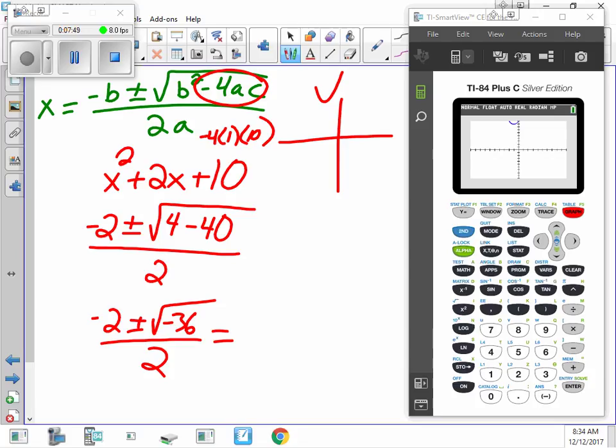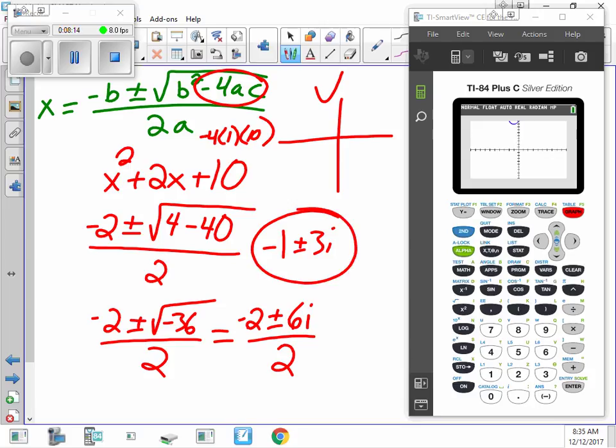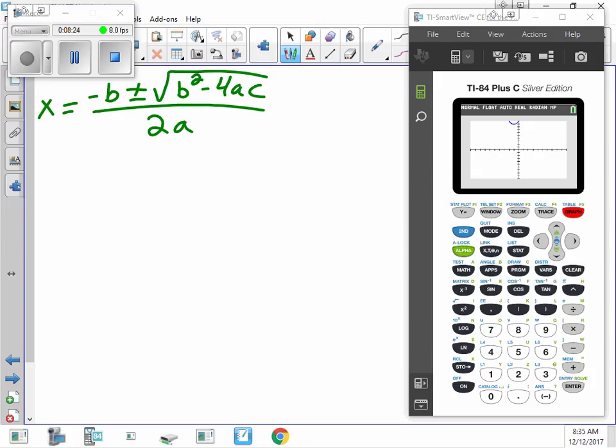This is equal to negative 2 plus or minus 6i over 2. Can I simplify anything? I can pull a 2 out of all of them. Negative 2 divided by 2 is negative 1. 6 divided by 2 is 3i. And then the 2 on the bottom disappears. And those are my answers. Negative 1 plus or minus 3i. Okay? Right, what if I had this?